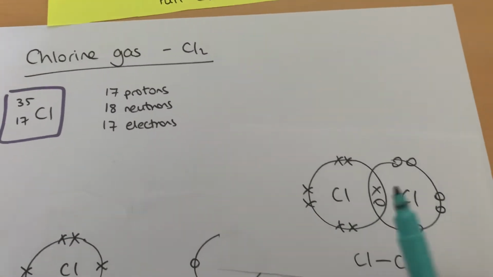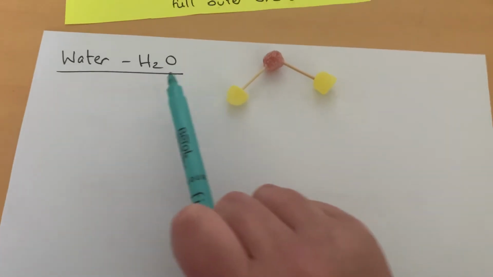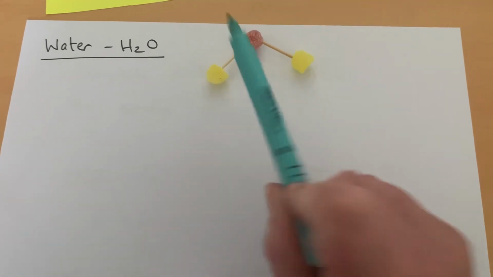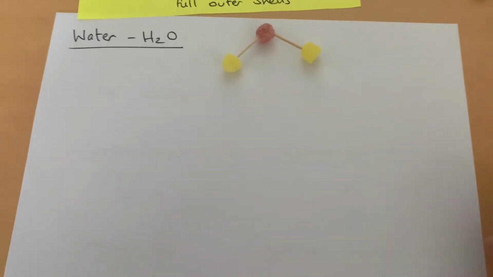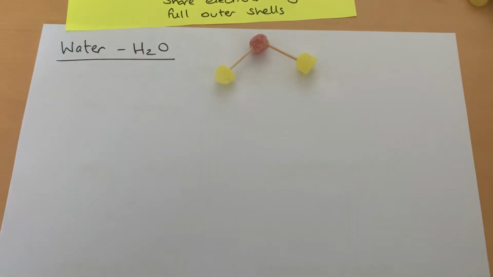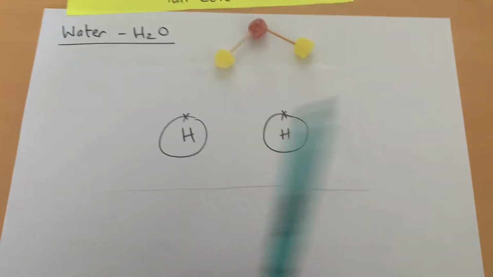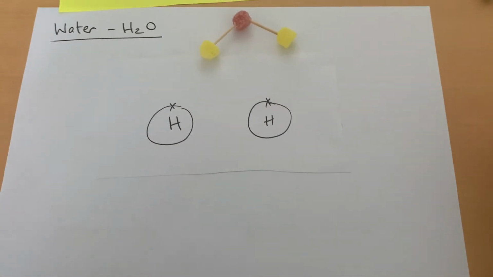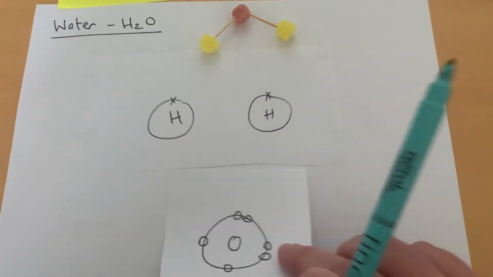Okay, so our next example is a water molecule. You're all familiar with the formula H2O, so there are 2 hydrogens and 1 oxygen. If we look at how the electrons are, again we've got our hydrogen atom with 1 electron in each outer shell, and we've got our oxygen atom.